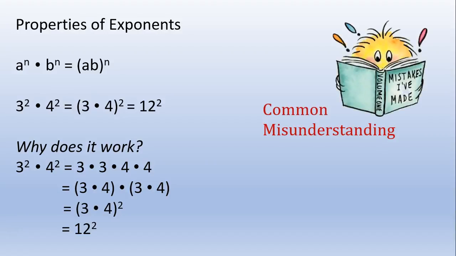A common misunderstanding with this property is thinking that we're going to multiply our bases and we're going to multiply our exponents. If we have something like 3 to the 5th times 4 to the 7th, the bases aren't the same, but neither are the exponents. So this property will not apply to something like this.